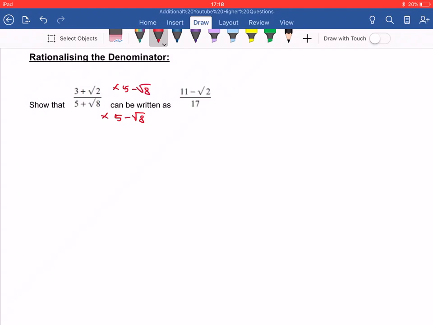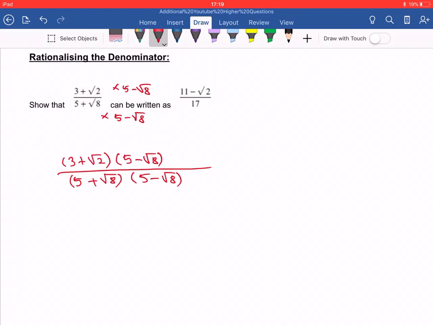All right, so let's see what we get for the numerator, shall we? I'm just going to write them out. So I'm going to go 3 plus root 2 bracket, 5 minus root 8 bracket. And for the denominator, I'm just going to write this again. 5 plus root 8, 5 minus root 8. So let's see how we can simplify.